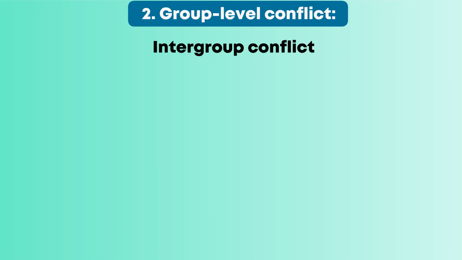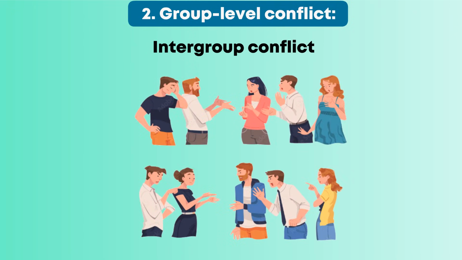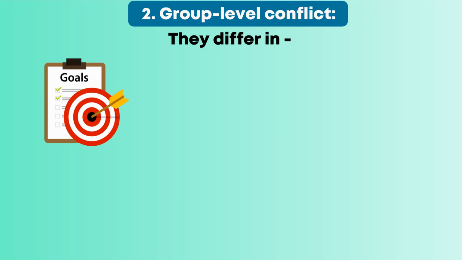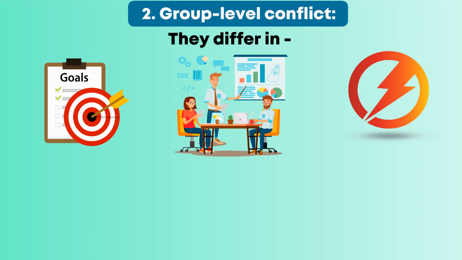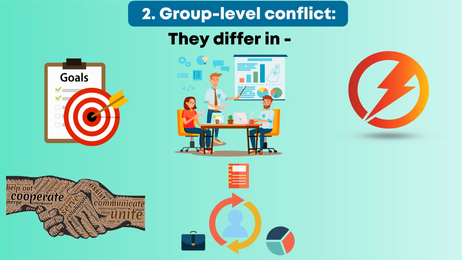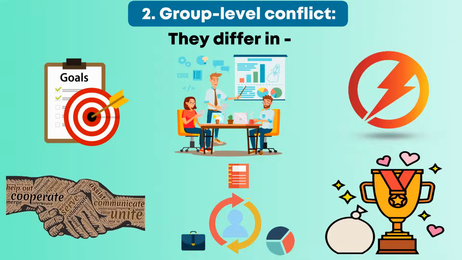Intergroup conflict. Every group is in at least partial conflict with every other group it interacts with. They differ in goals, work activities, power, prestige, resource allocation, reward systems, etc.